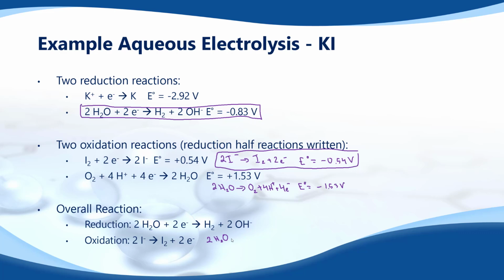2H2O plus 2I⁻ form I2 plus H2 and 2 hydroxide ions. And one thing you'll see when I do this demonstration in class is that one electrode will start turning a dark brown as you start forming the iodine around it.